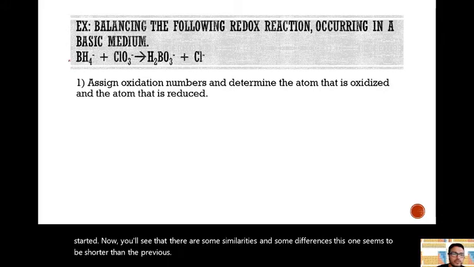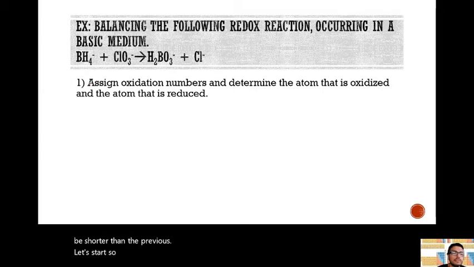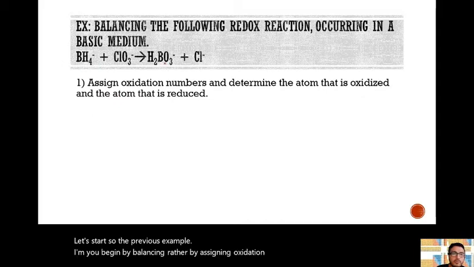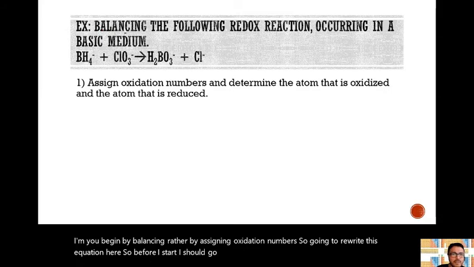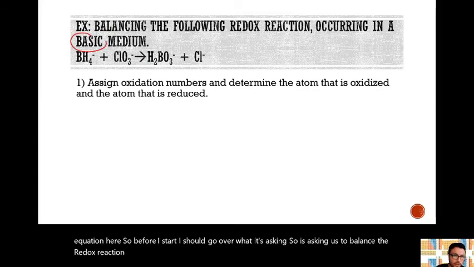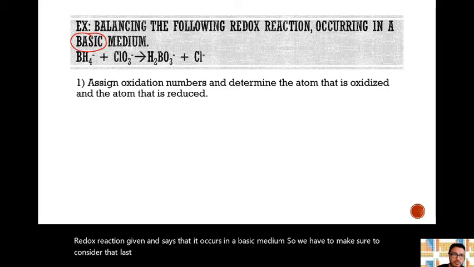Let's start. So like the previous example, you begin by assigning oxidation numbers. So I'm going to rewrite this equation here. Before I start, I should go over what it's asking. It's asking us to balance the redox reaction given, and it says that it occurs in a basic medium. So we'll have to make sure to consider that last step, similar to the half reaction method, of adding hydroxide ions for every hydrogen ion present.